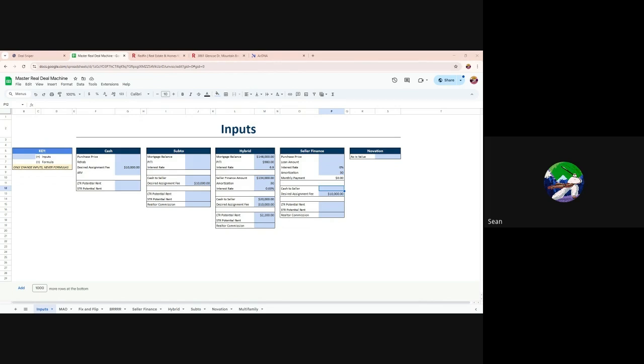And that's the formula. 60% of what it's listed for, minus your rehab, minus your assignment fee for on-market properties. So it's just, in my opinion, a waste of time. And that's why.